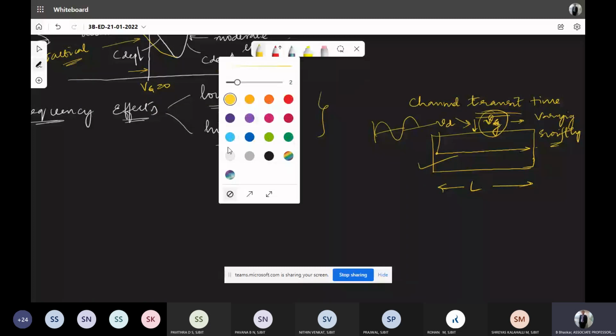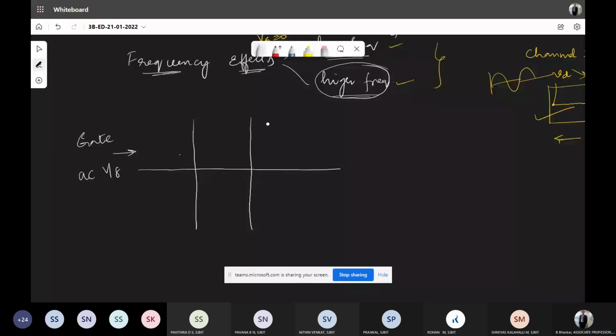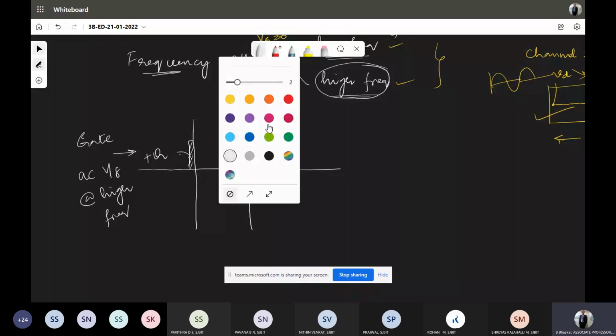Before I give you the understanding of that, let me bring back this space charge region. Now we are talking about the high frequency, remember, only about the high frequency. So there is a gate voltage applied here. I'm talking about the AC voltage at high frequency. There is a charge Q, which is positive, and there is a differential charge also because of AC, which we indicated like this.